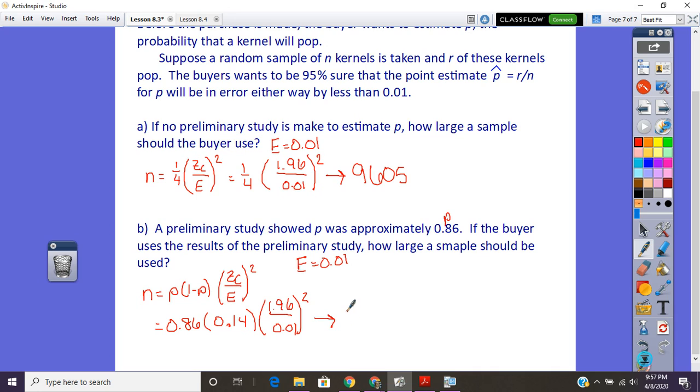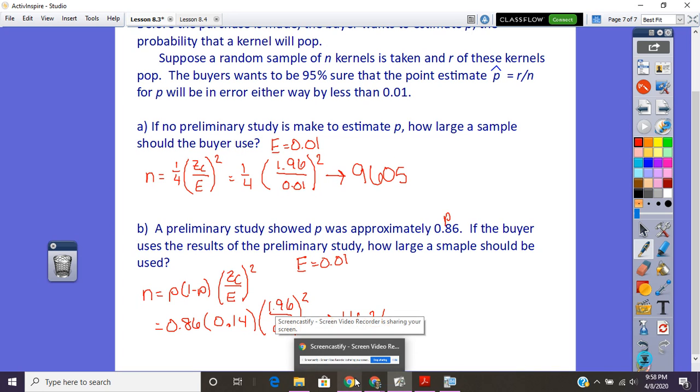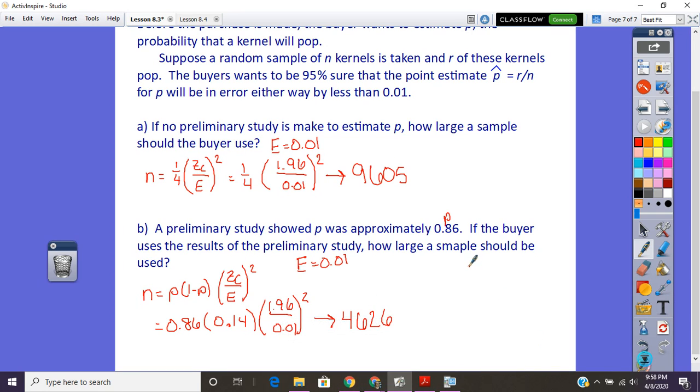So rounding up to the nearest whole number, we're going to get 4,626. So almost cut it in half. Actually, a bit over, then cut it in half. So really having the preliminary does make a huge difference. So hopefully this helped, and good luck with these as well.